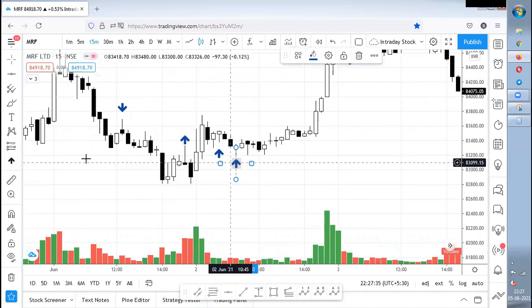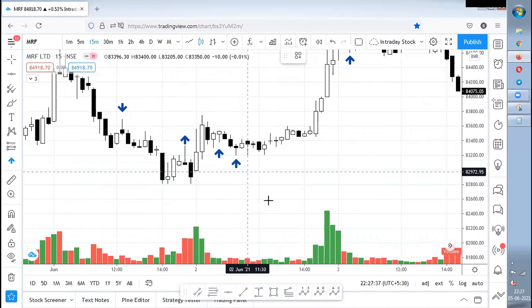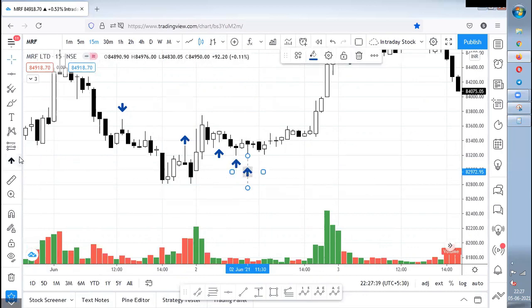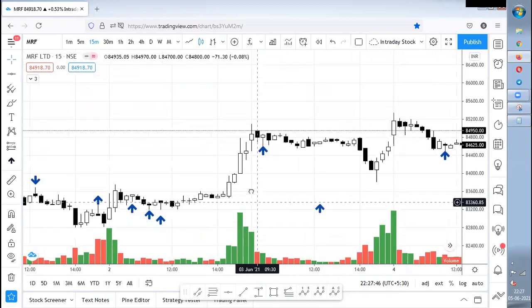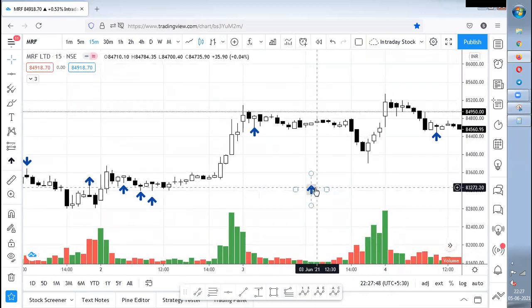Okay, here is one Wick Reversal Setup. Here is one Wick Reversal Setup. So there are several Wick Reversal Setups. These two Wick Reversal Setups, we did not hit the target, sorry, the entry itself.